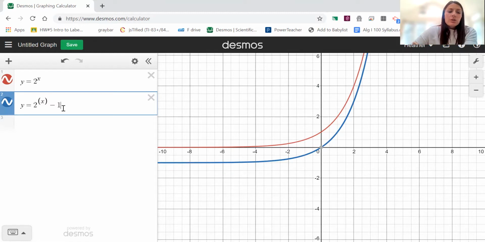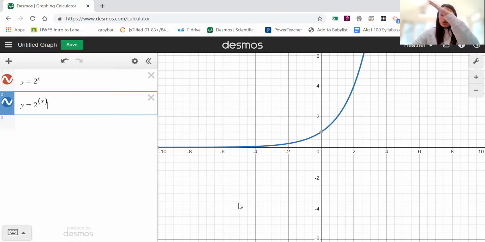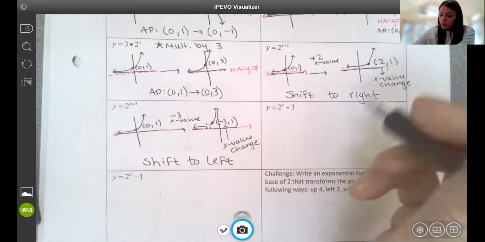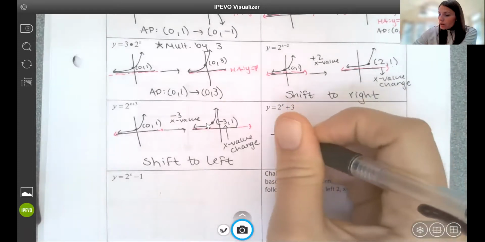So one thing that's important to know is that with this vertical shift, this up-down movement, we are also changing our horizontal asymptote, and that's super important. So what happened to our graph?